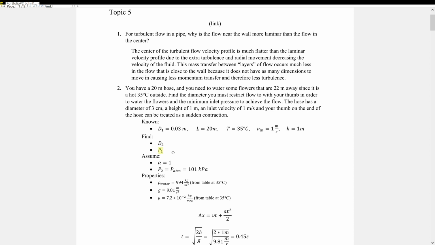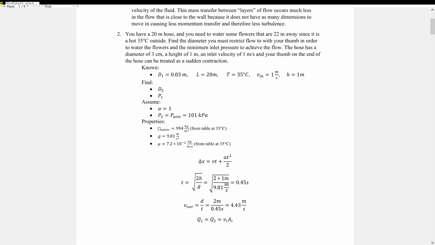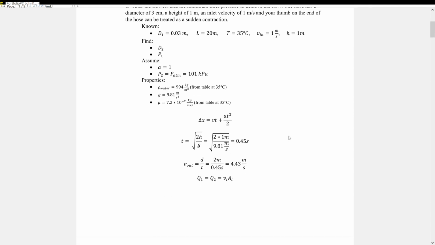We are told to find the exit diameter we need to restrict the flow to and the inlet pressure in order to overcome the friction loss for that diameter and that sudden contraction as stated in the problem. And so we have to assume alpha is 1, and outlet pressure is atmospheric pressure because it's venting to the atmosphere. We have our properties. The first thing we have to do is find the exit velocity, which we get by doing a physics 1 calculation for delta x, velocity, acceleration, and we get 4.43 meters per second.